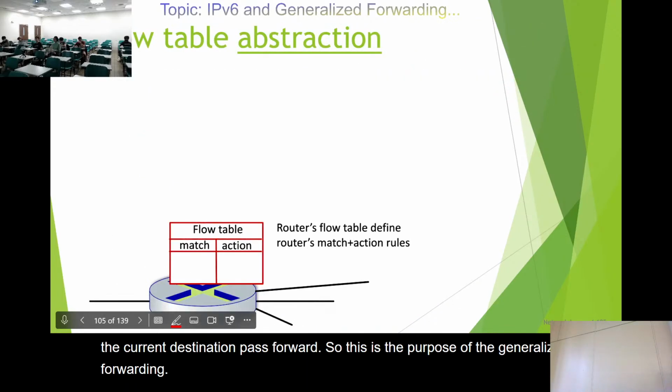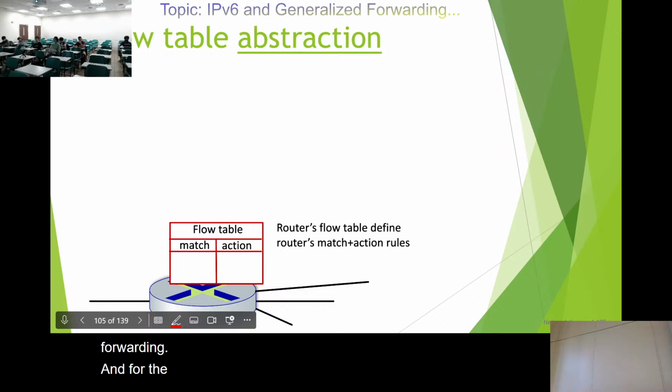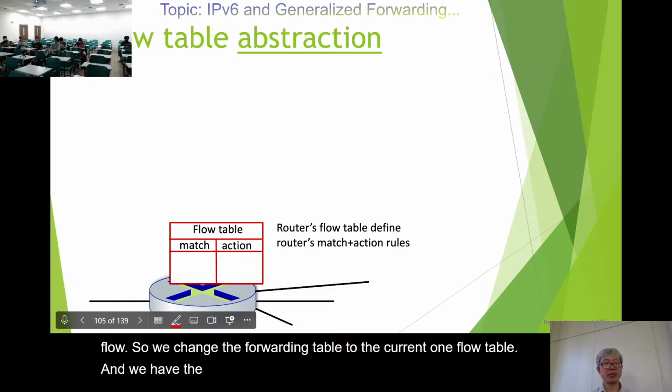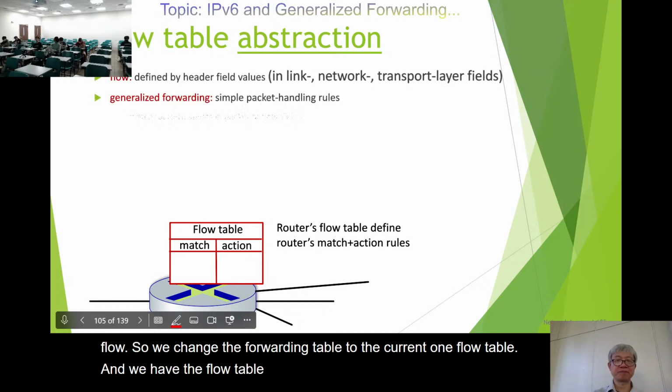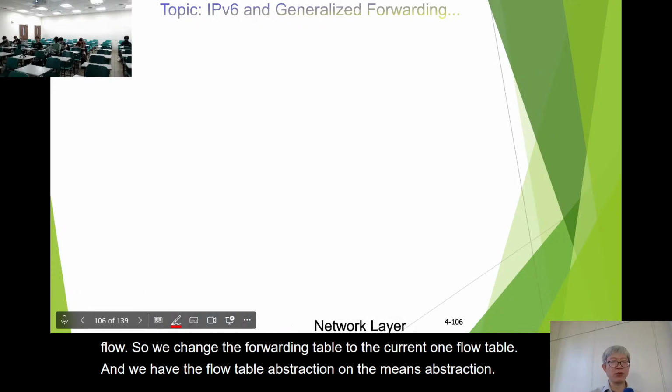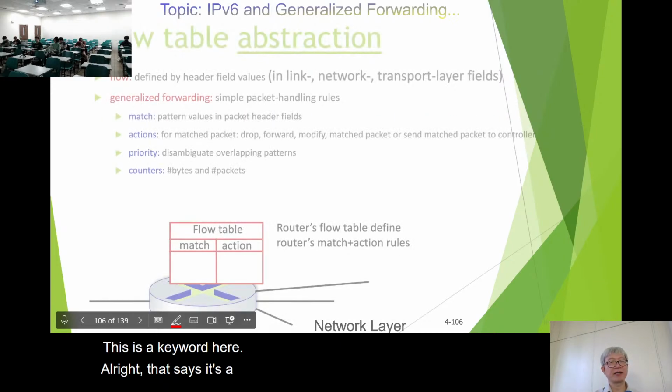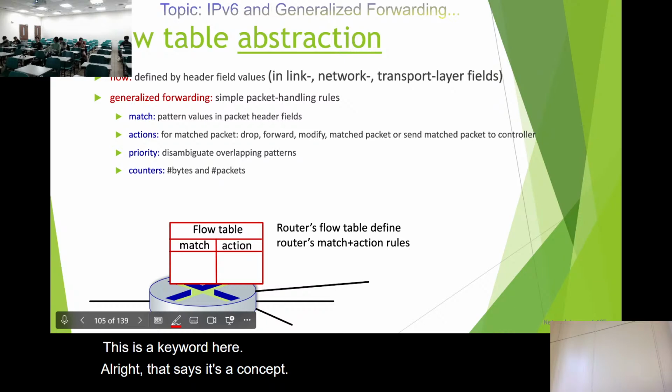And for the generalized forwarding for SDN, we can have the flow. So we change the forwarding table to the current flow table. And we have the flow table abstraction. What does that mean, abstraction? This is a key word here. All right, that says it's a concept. Well, we want to have the flow table abstraction.